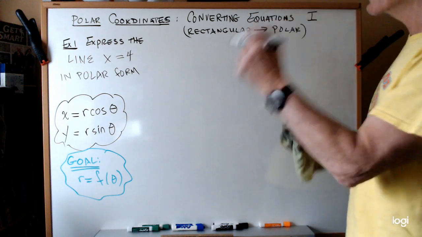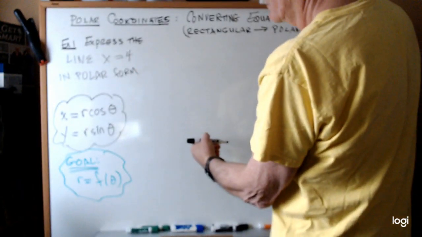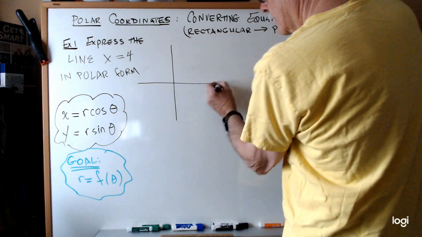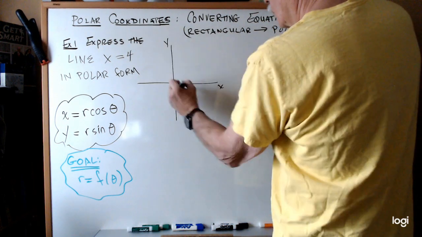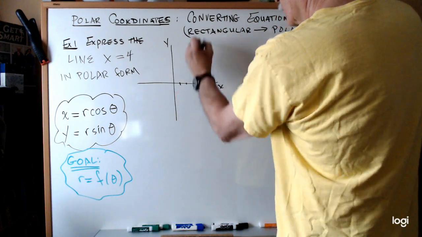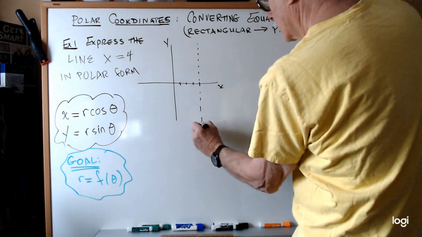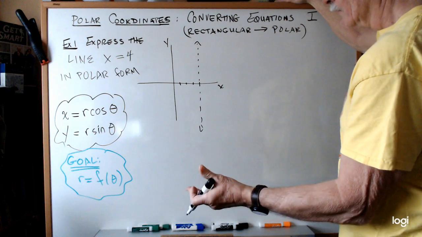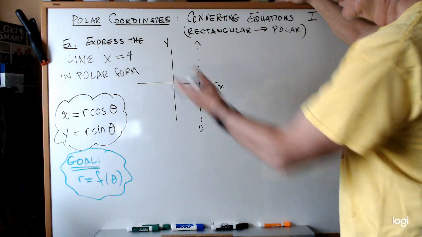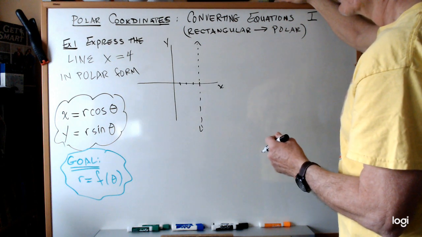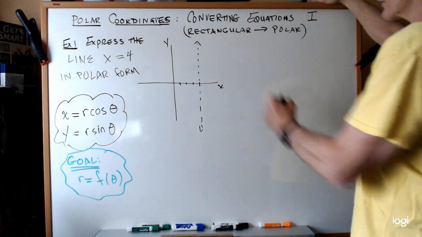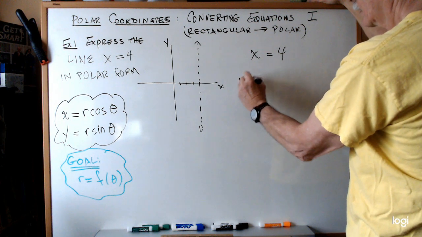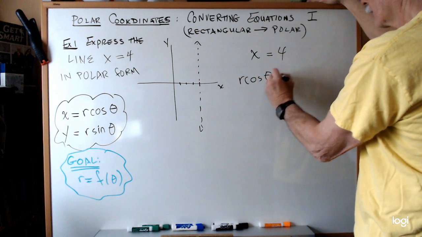So here we go. Okay, x equals 4, which we're supposed to know, and x equals 4 in the xy plane would be a vertical line going through (4, 0) in rectangular coordinates. So what we're going to try to do is write this in polar form. Okay, so x equals 4. And again, we use x as r cosine theta.